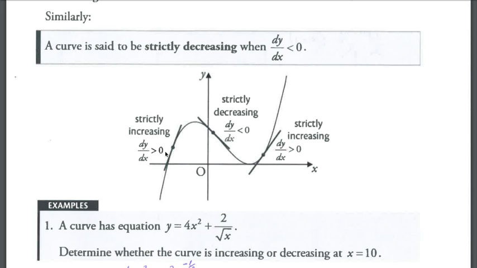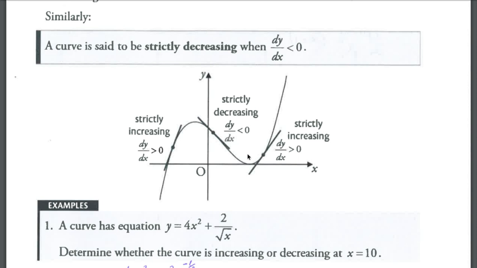So this section of the curve is strictly increasing. What does that mean? It means it's got a positive gradient, or in other words, it's going up. At this point here, the gradient's 0, which isn't marked on. We'll actually look at that in the next lesson.